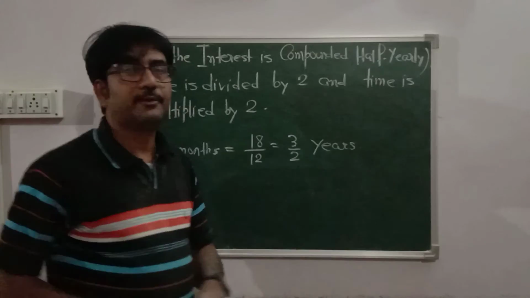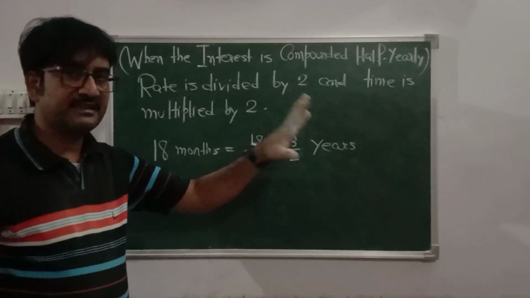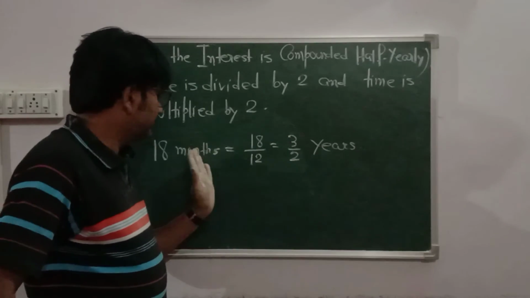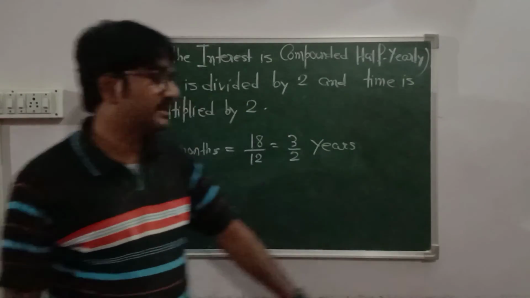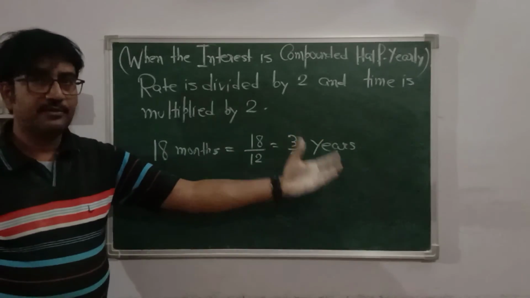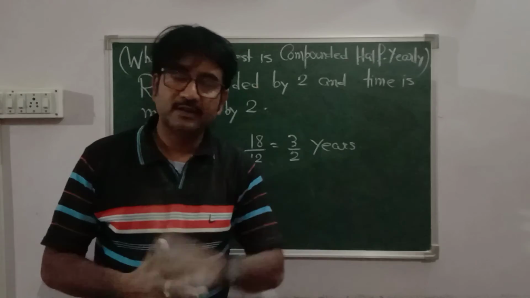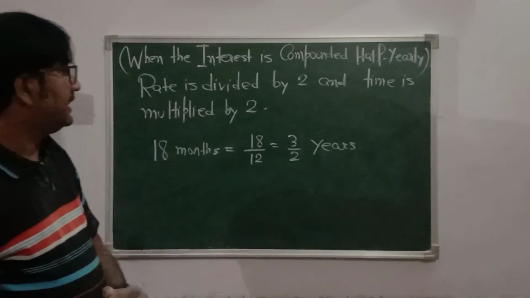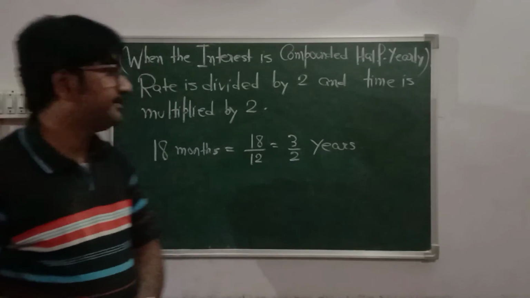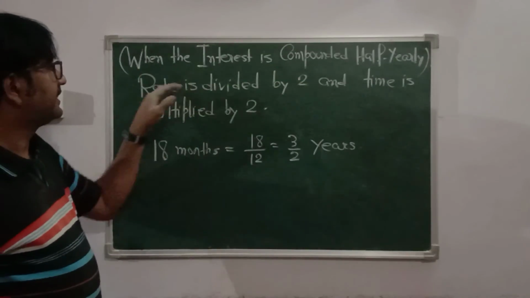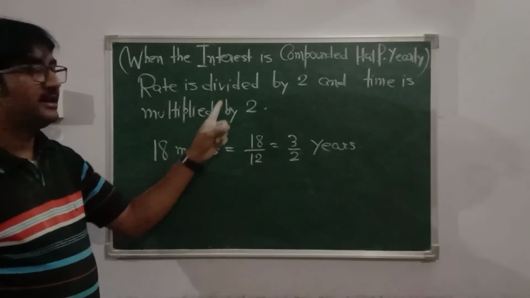Now if it is compounded half yearly, then you multiply this time by 2, then you have 3 half years. 18 months means 6 months, 6 months and 6 months, so you get 3 half years. So total time in years, you multiply by 2, you get the number of half years, and then the rate is to be divided by 2. That's it. If it is compounded quarterly, then rate is divided by 4 and time is multiplied by 4.